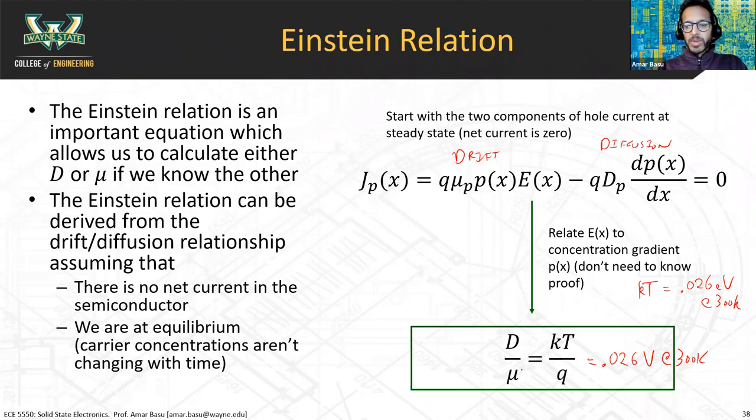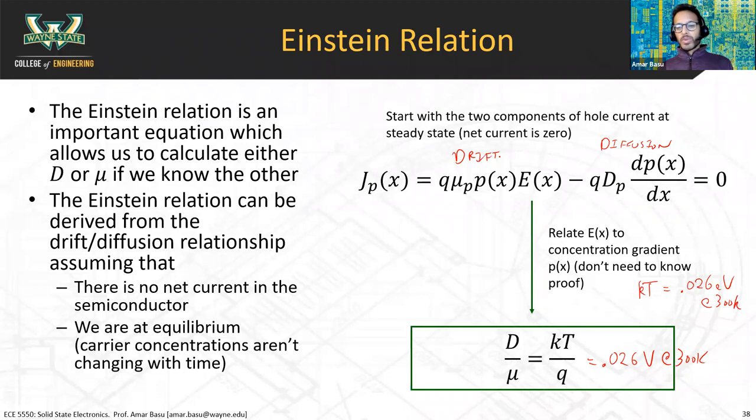It's a very simple equation. It tells us that the ratio of D to mu is temperature dependent. So at high temperatures, the diffusion coefficient is going to be much larger than mu. And at low temperatures, the diffusion coefficient could actually get lower compared to mu. Even though the Einstein relation is derived assuming that the net current is zero, this actually holds in some non-equilibrium situations as well.